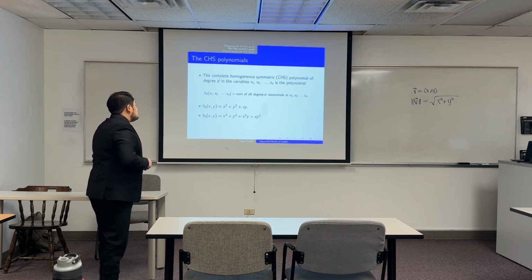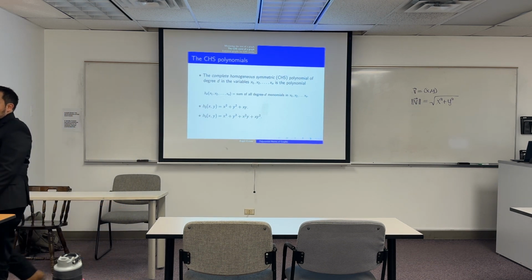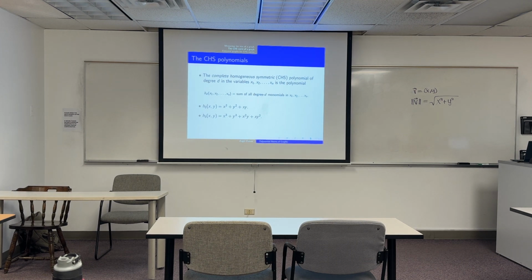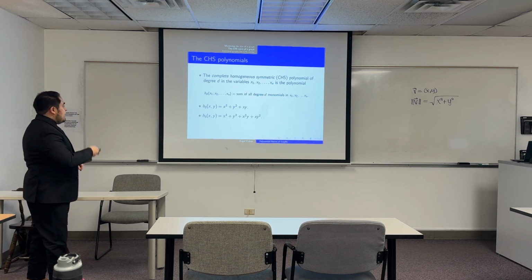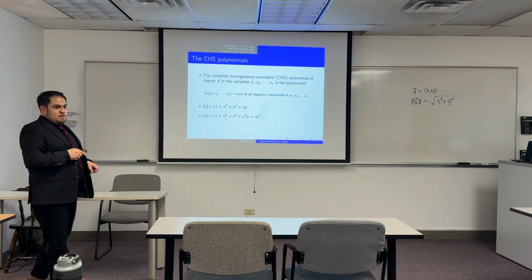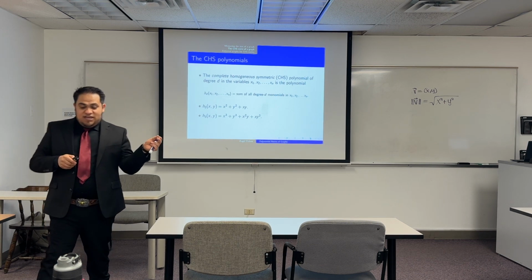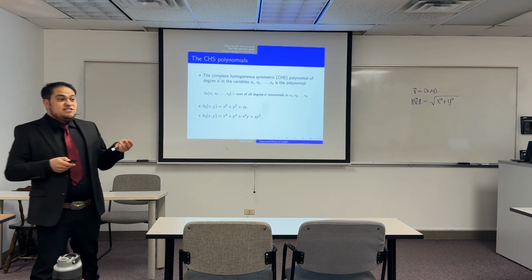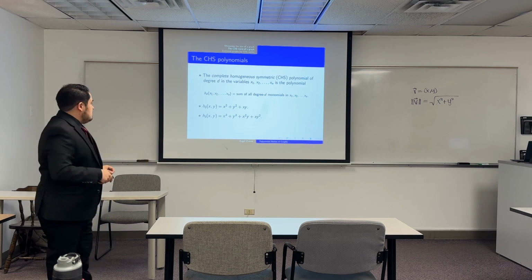H3 of x, y. So how many ways can I construct a monomial of degree 3 out of x and y? You'll see that there are 4 ways. x cubed, y cubed, x squared y, xy squared. So I just look at all the ways I can construct a degree d monomial, and then I sum them.